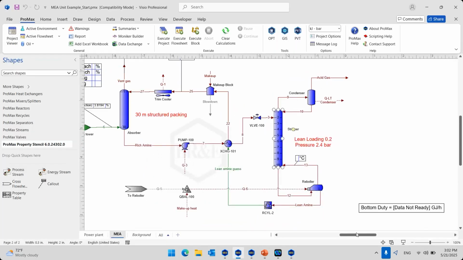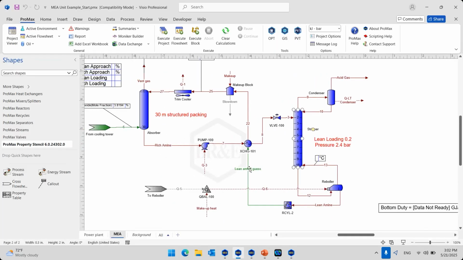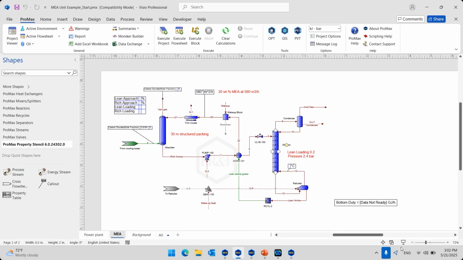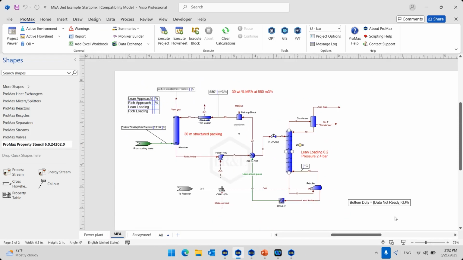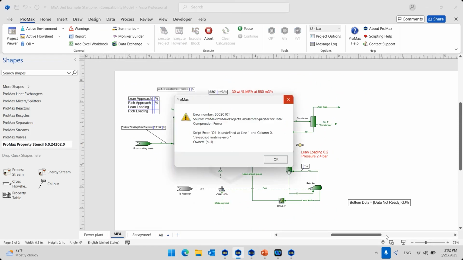You see that once I put in all these numbers, the streams turn brownish or maroon, and now it's ready to be solved. So I'm just going to click execute. And right now, the simulation is starting. It's taking into account the numbers I put in, and it's going to solve.